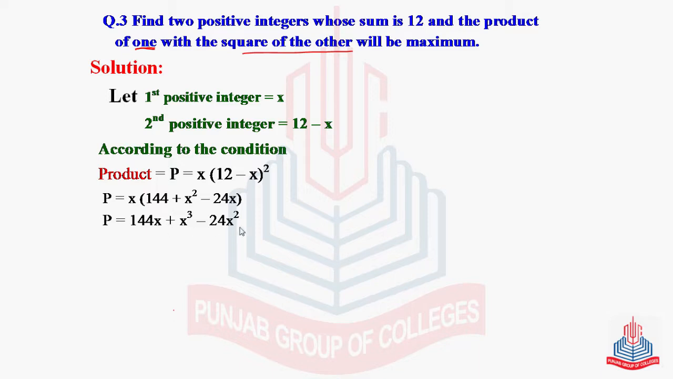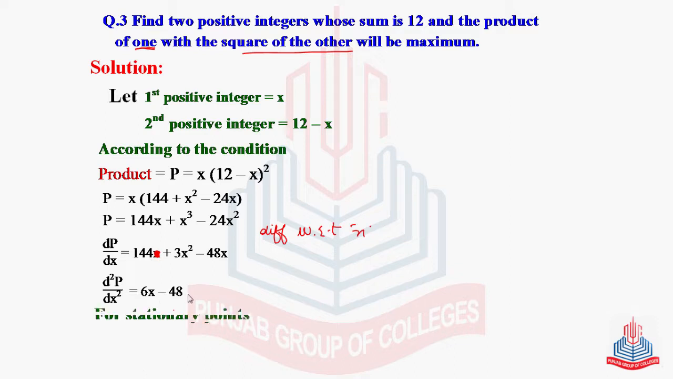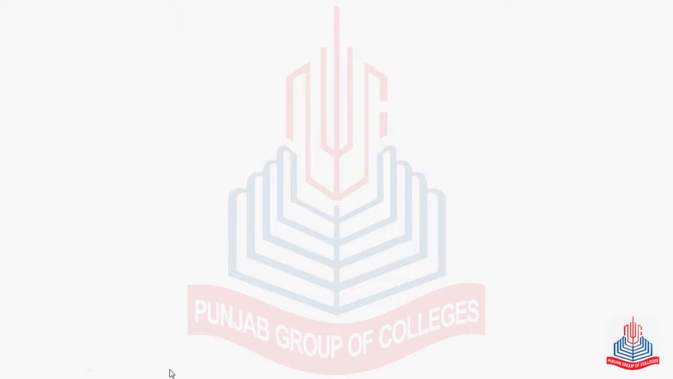Now we can differentiate with respect to x. So dp by dx is equal to 144 plus 3x square minus 48x, and the second derivative is 6x minus 48, as the derivative of the constant 144 becomes 0. Now for stationary points, put the first derivative equal to 0, which is 144 plus 3x square minus 48x is equal to 0. Now from here we can calculate the value of x.